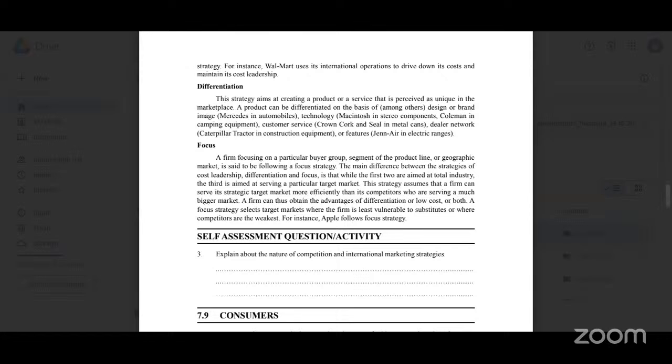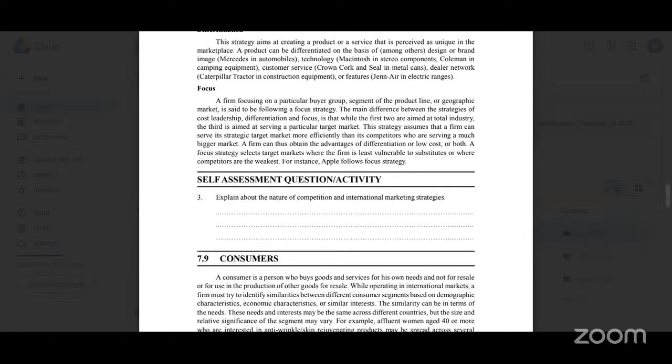The third possibility that we have is in terms of the focus. So, a firm focusing on a particular buyer group, segment of the product line, or geographic market is said to be following a focus strategy. They're not all over. They are very, very focused in terms of which market, which product line, which geographic area, which segment of buyers. So, the main difference between the strategies of cost leadership, differentiation, and focus is that while the first two are aimed at total industry, the third is aimed at serving a specific segment of the market.